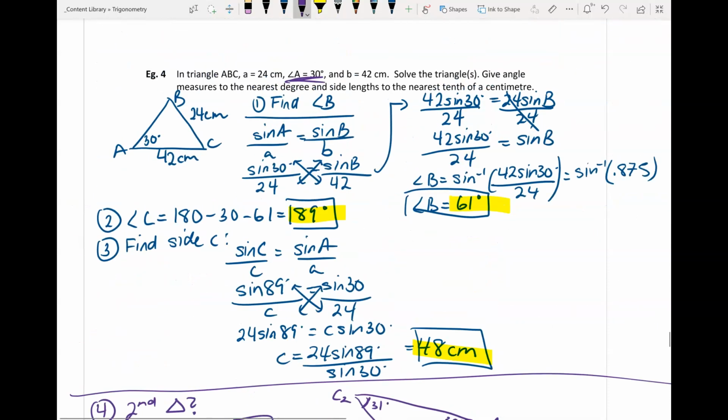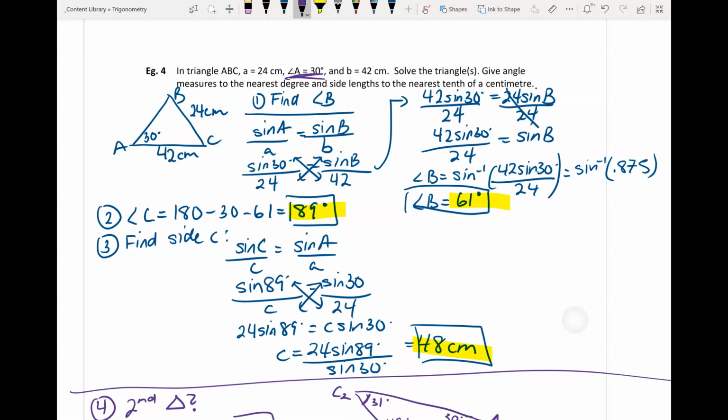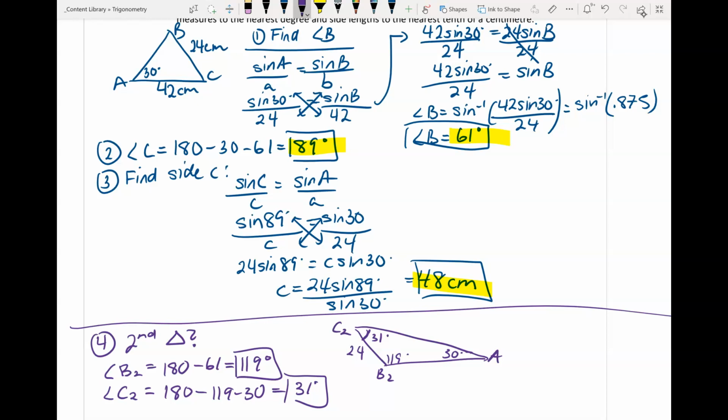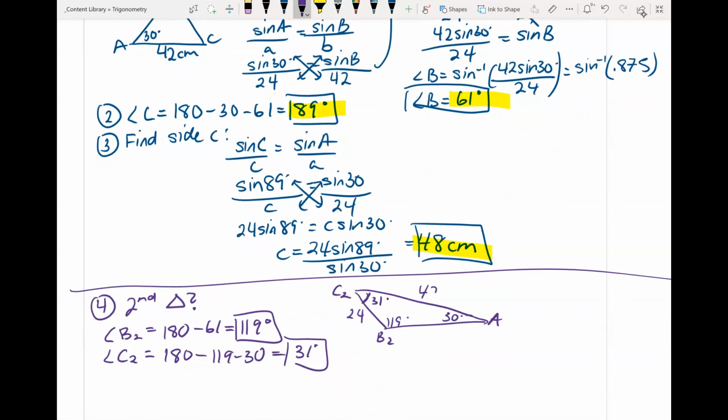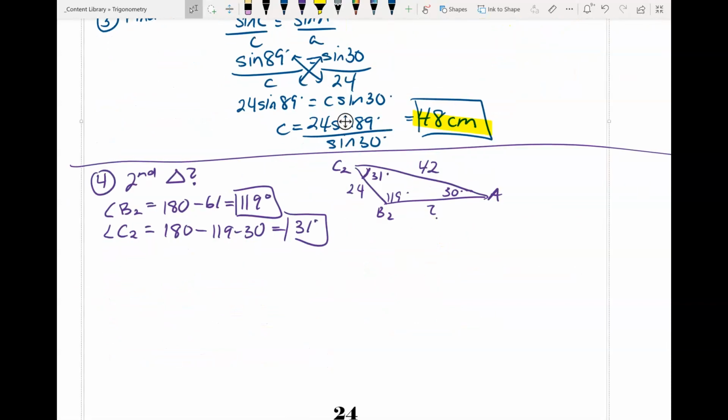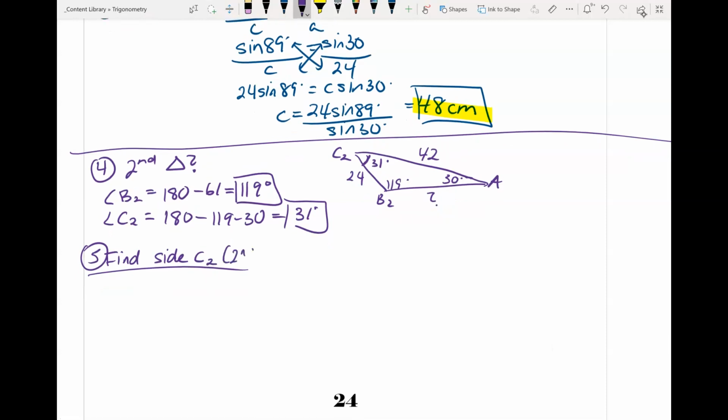Also, the sides have to be the same as well. So our side A has to be 24 centimeters and our side B has to be 42. So the only information I'm missing now is side C, or in other words, C2. This is for your second triangle.